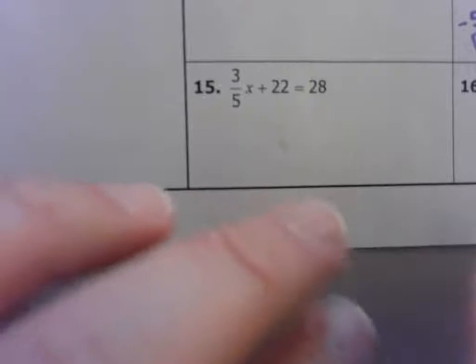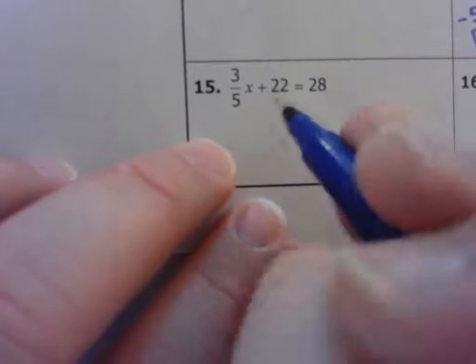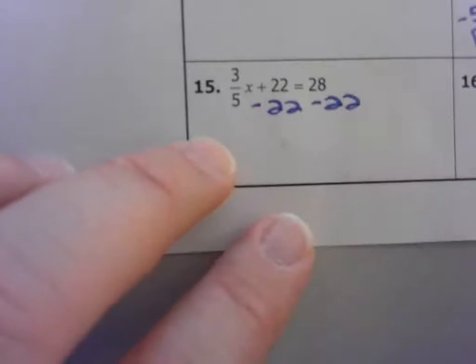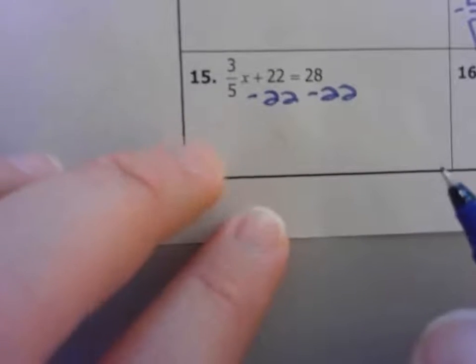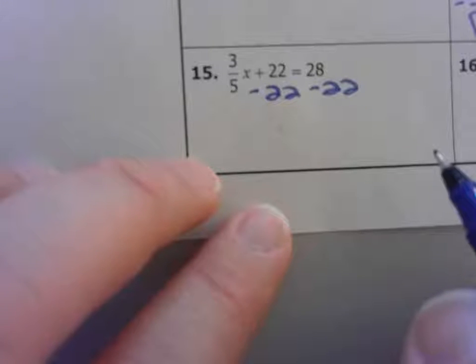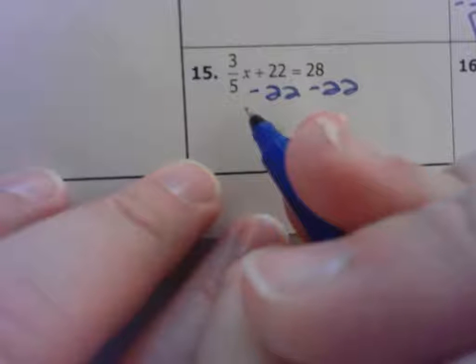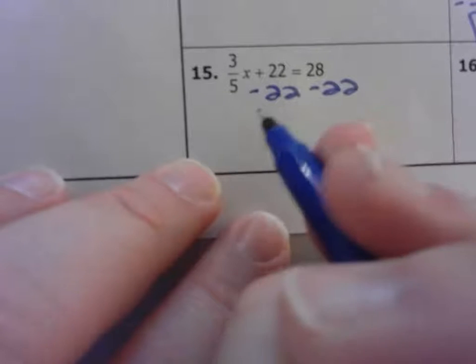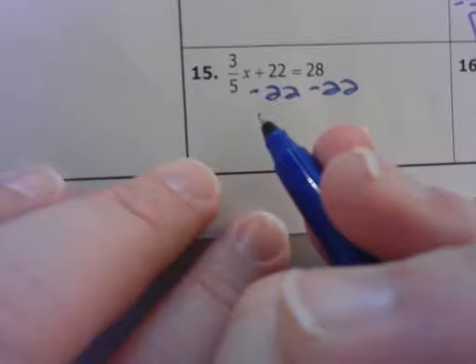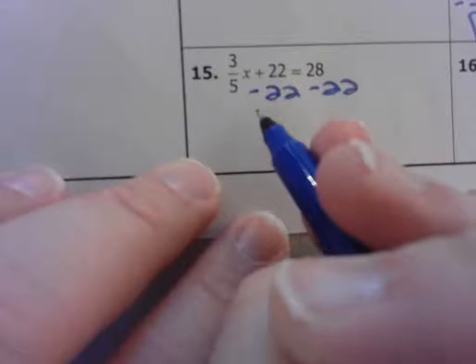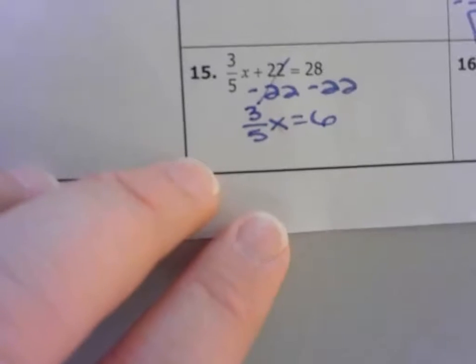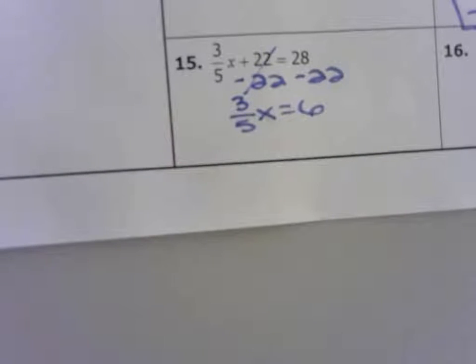Let's have some other people answer. Trey, how do I get rid of the 22? Subtract 22. This is an equation, so I do the same thing to both sides. Minus 22. Okay, what will my equation look like, John, when I subtract 22? Six. Good. 22 minus 22 cancel. 28 minus 22 is 6. Good. Now it looks like one we did on the first section.